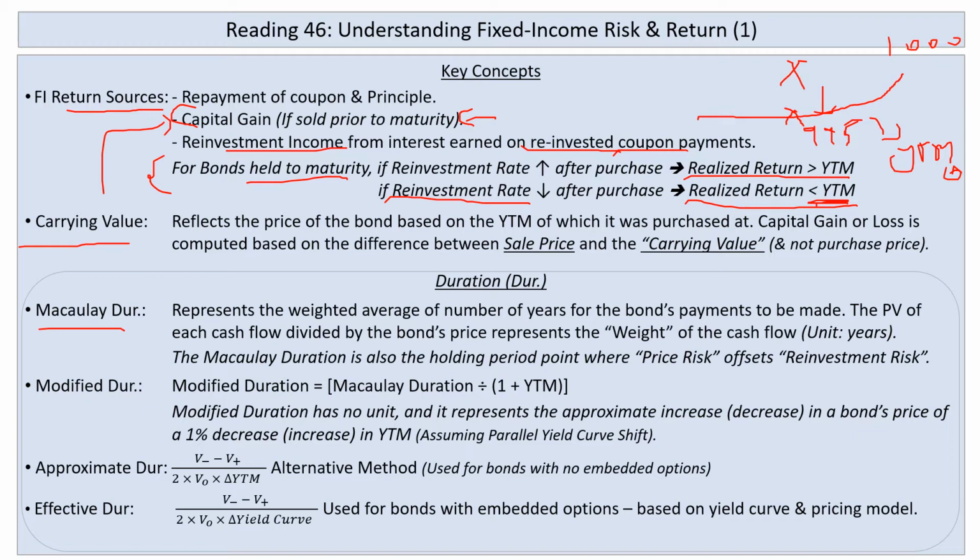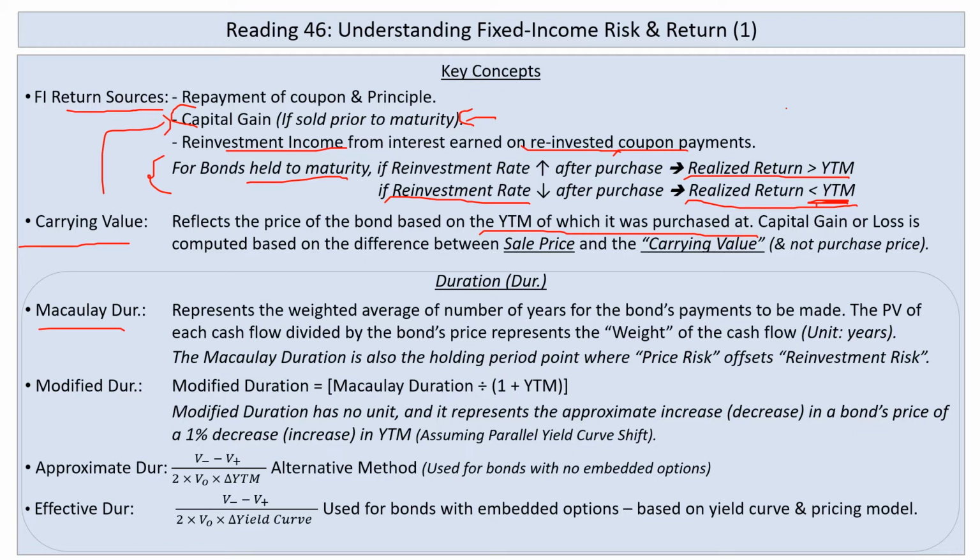Well, you would calculate it based on the 4 inputs, assuming that YTM is the same YTM at which the bond was purchased. So the carrying value reflects the price of the bond based on the YTM at which it was purchased. So if the initial YTM was 5%, then you would value the bond after, let's say, 2 years, when you want to sell it, with a certain tenor remaining, at 5%. That would be the carrying value.